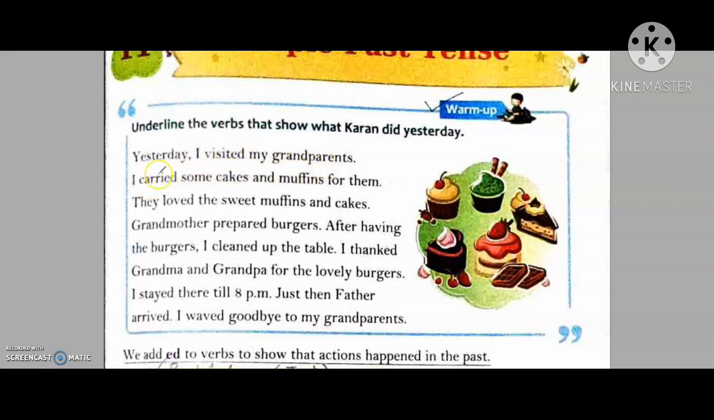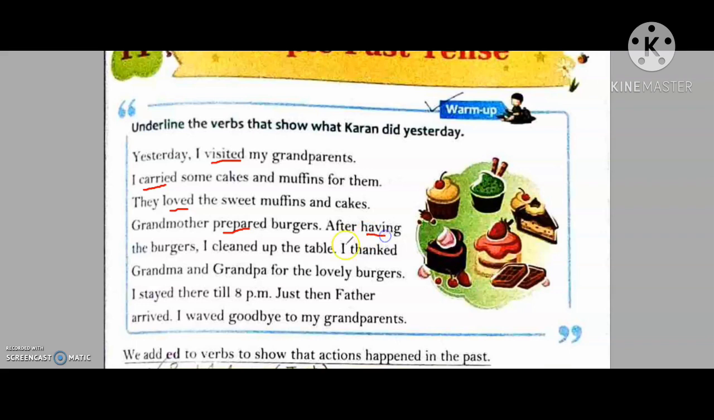So what is the verb in the first sentence? Correct. Visited. And as it is, the action had happened in the past. So we have added ed to our base verb. I carried some cakes and muffins for them. Correct. Carried. They loved the sweet muffins and cakes. Right. Loved. Grandmother prepared burgers. Prepared.